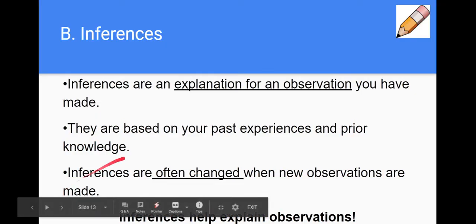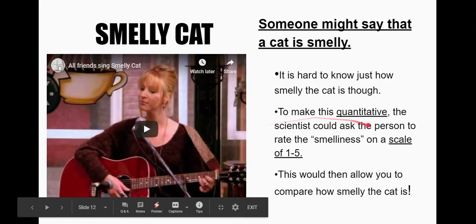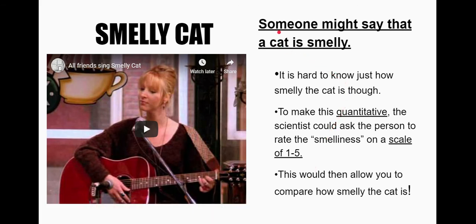Okay. Good. So, again, Phoebe is saying in this video that the cat is smelly. That is a qualitative statement, right? But it's just hard to know how smelly the cat is. So to make this a scientific statement that gives a quantitative statement about the cat, we would need to rate the smelliness of the cat.